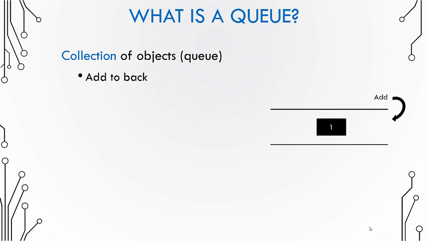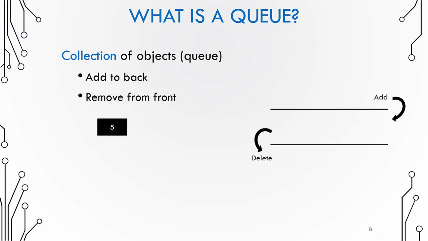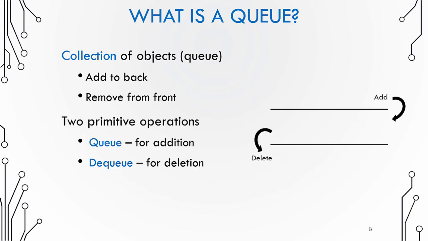And objects are always added to the back of the queue, right? For example, if you are buying a movie ticket and there is a queue of people there, you would always go to the back of the queue. In the same way here, new objects are added to the back of the queue. And objects are removed from the front of the queue. So there are basically two primitive operations in a queue. One is addition, which is called queue. Another is deletion, which is called dequeue.